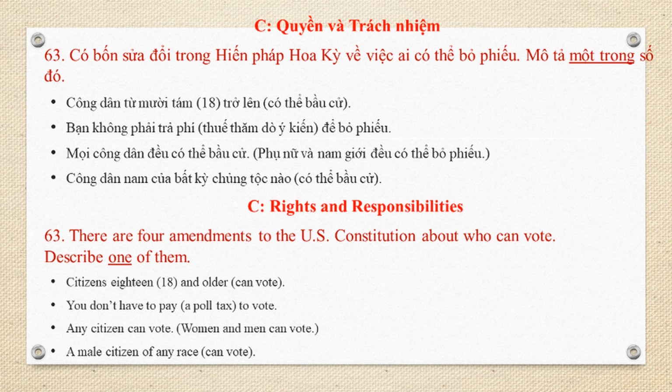63. There are 4 amendments to the U.S. Constitution about who can vote. Describe one of them. Citizens 18 and older can vote. You don't have to pay a poll tax to vote. Any citizen can vote. Women and men can vote. A male citizen of any race can vote.